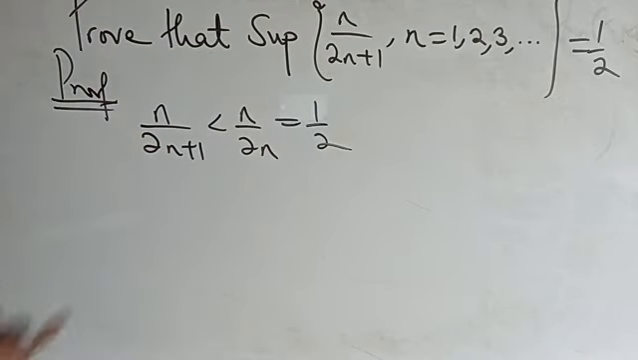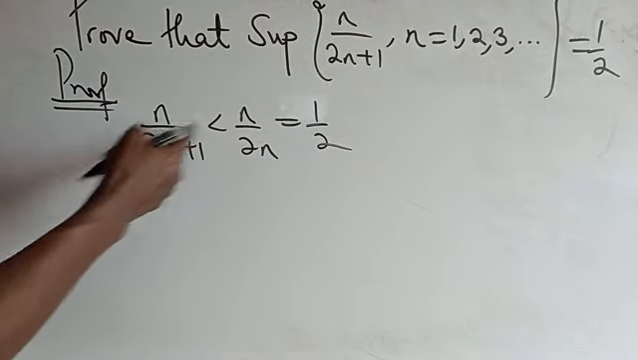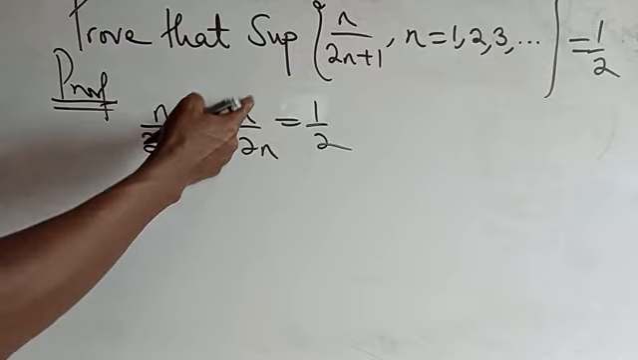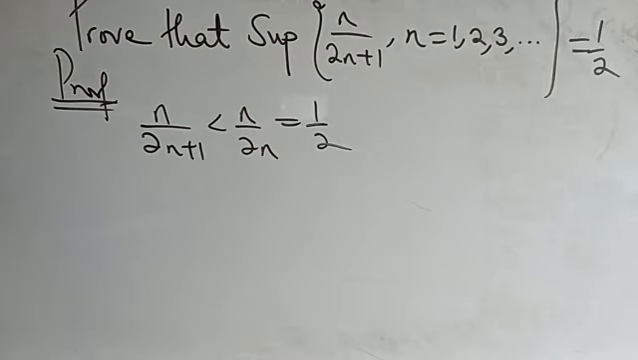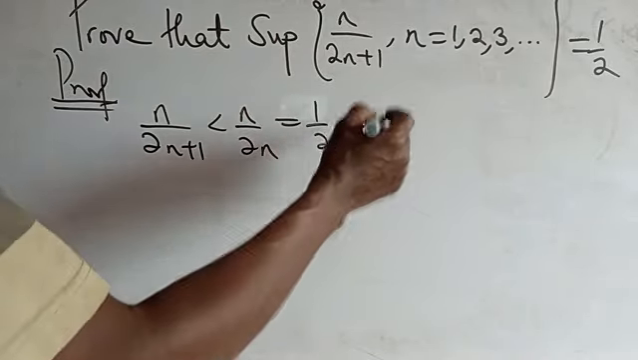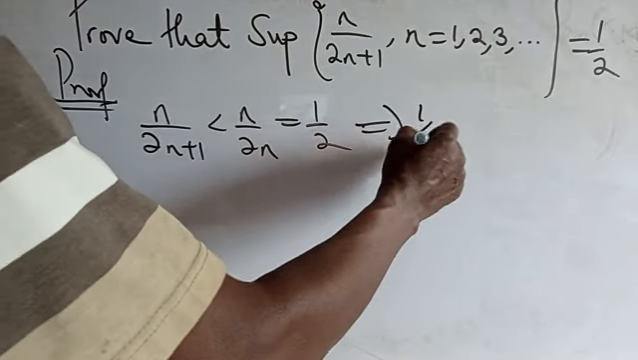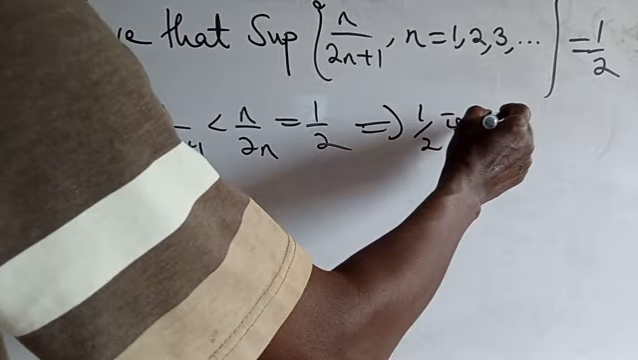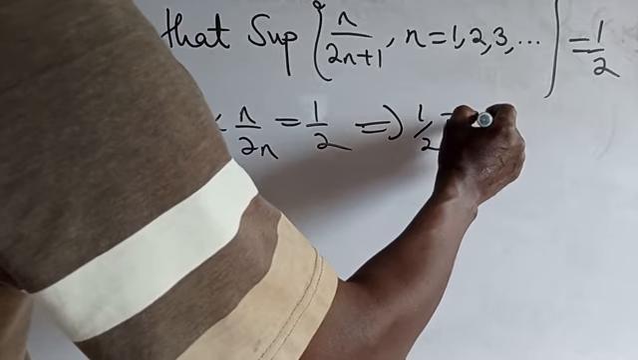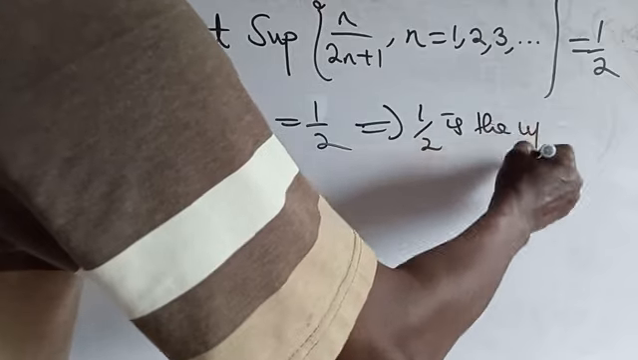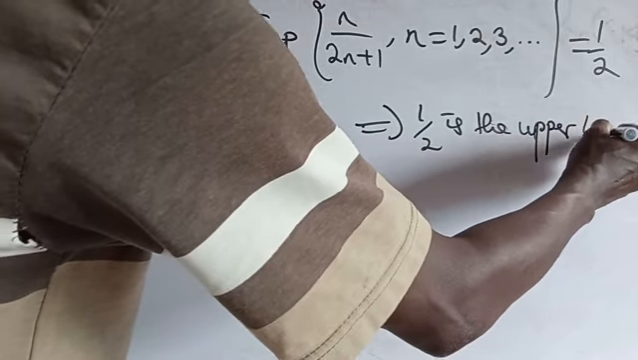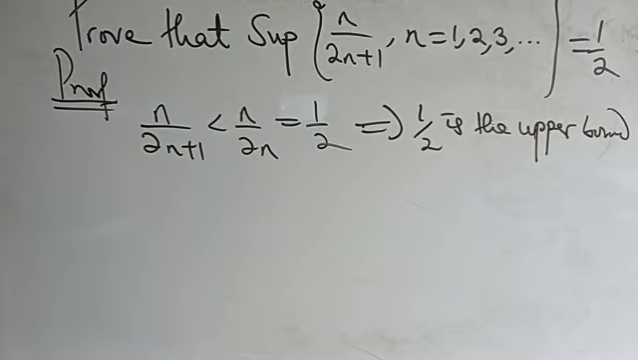And how do we get this? If you truncate 1, you have n over 2n. So n cancelling n here, you have 1. So this will imply that half is the upper bound. And don't forget that the supremum of a set is the least upper bound.